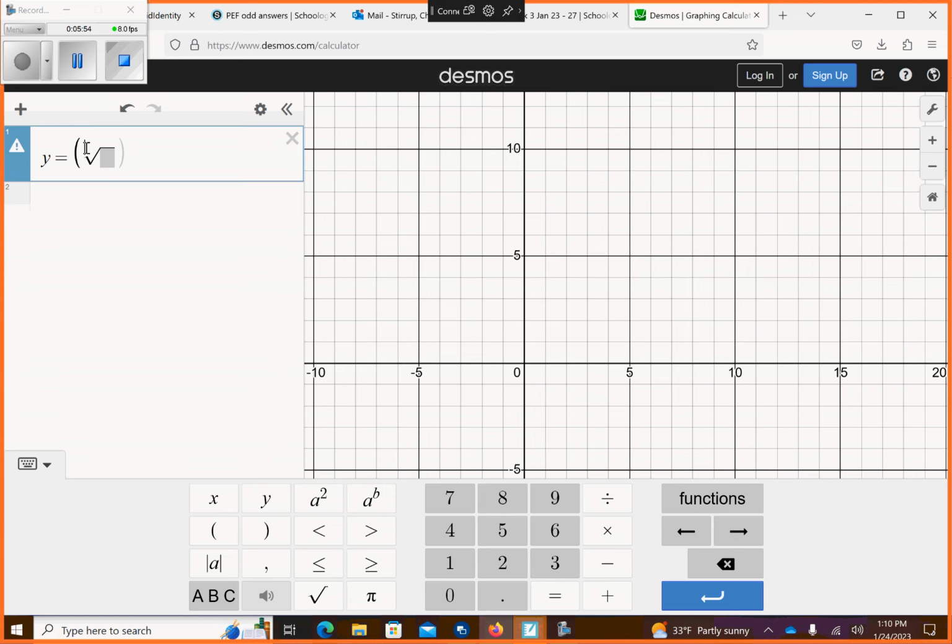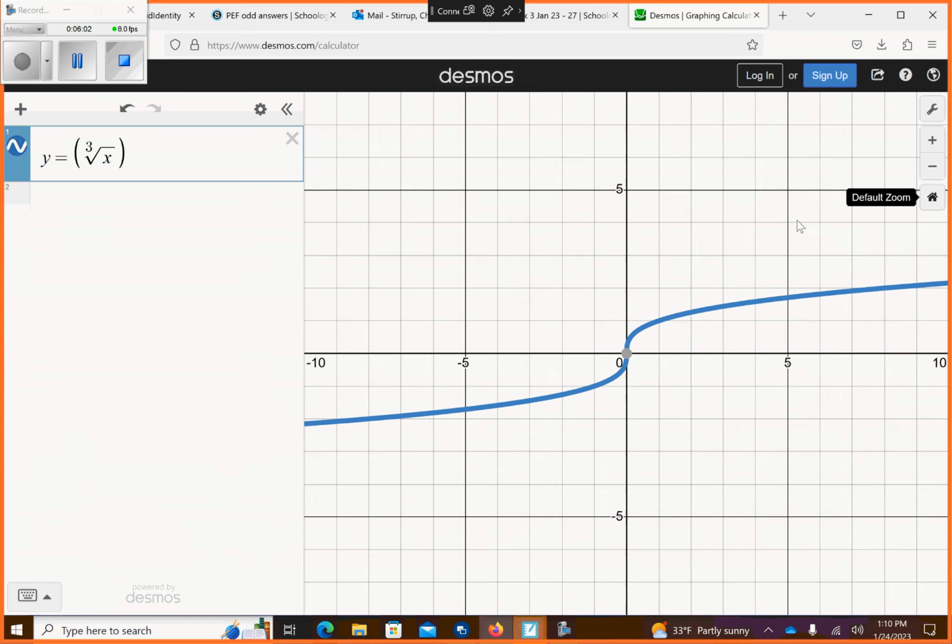Okay, so once you find this under functions, you're going to put the 3 right here, and then you're going to put the x right here. And then if you look at the graph, it looks like it's going forever to the left and forever to the right. Okay, so that means our domain would go from negative infinity to positive infinity as a continuous graph. Okay?